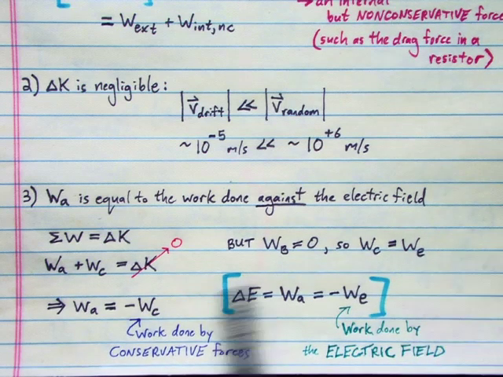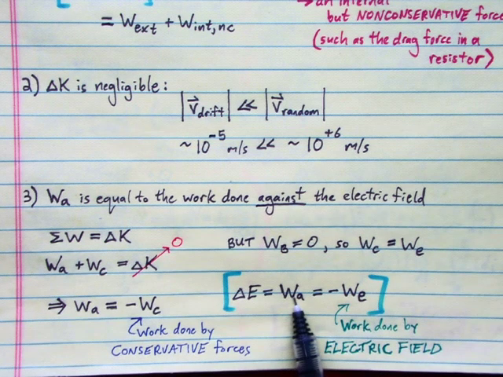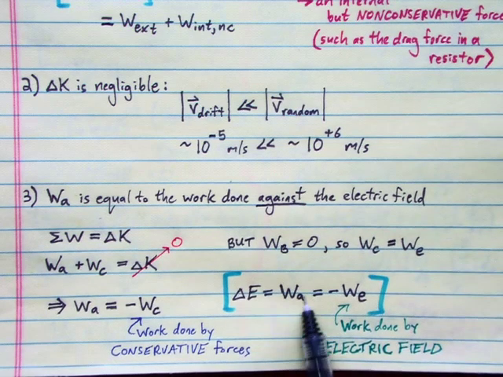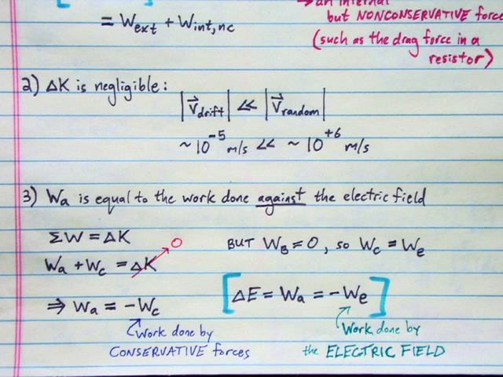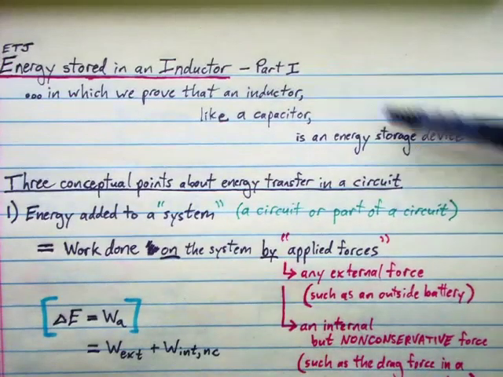Hence, we arrive here. Changes in energy of our system are going to be due to the work done by the applied forces against the electric field. So the work done by the applied forces will be equal and opposite to the work done by the fields in our system. This will be the basis of our calculation for showing that an inductor stores energy.